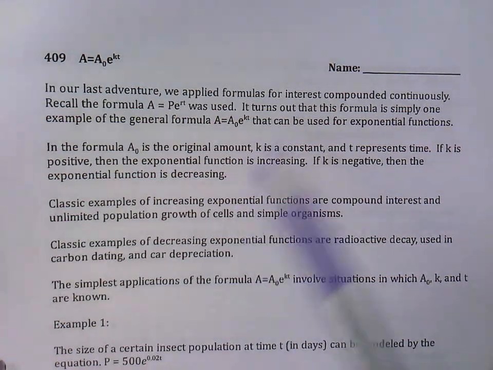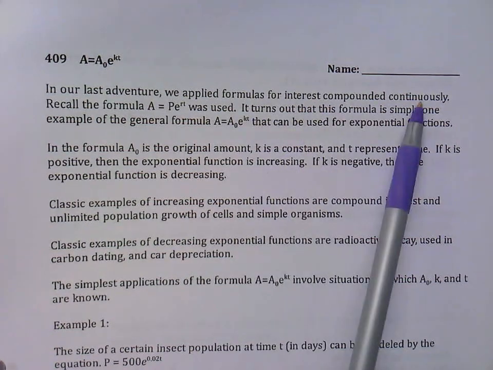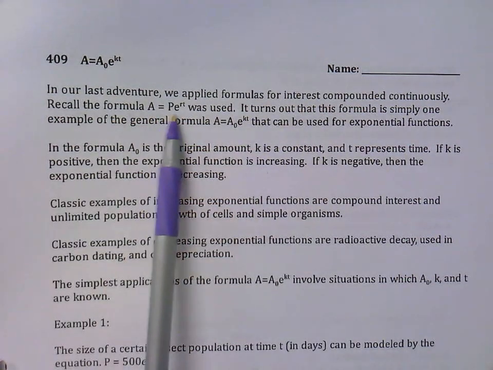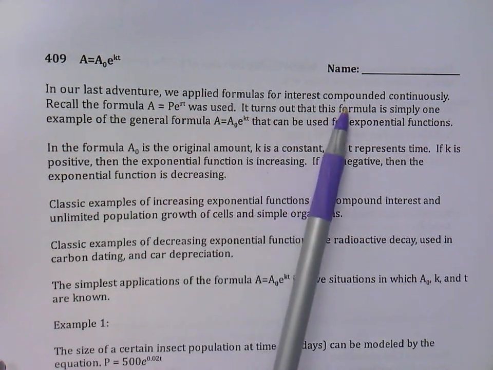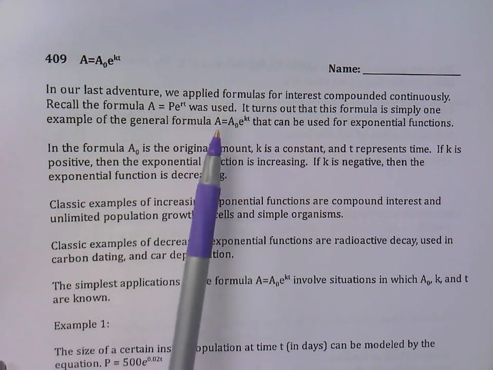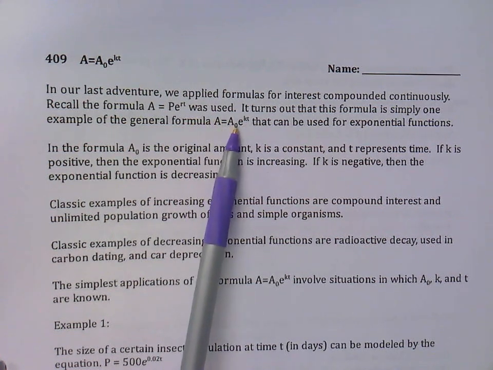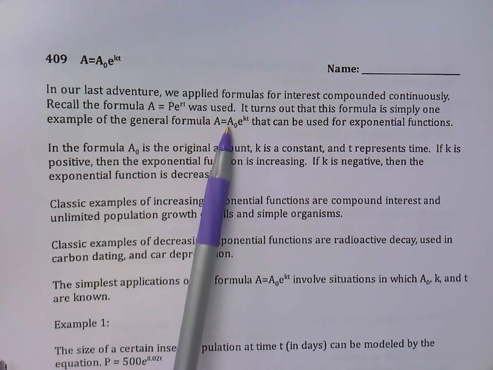So it says we have already applied interest formulas that compound continuously, and we used P e to the r t for our interest formula. It turns out that this formula is an example of this general format: A equals A sub 0 e to the k t. A sub 0 just means your initial amount.